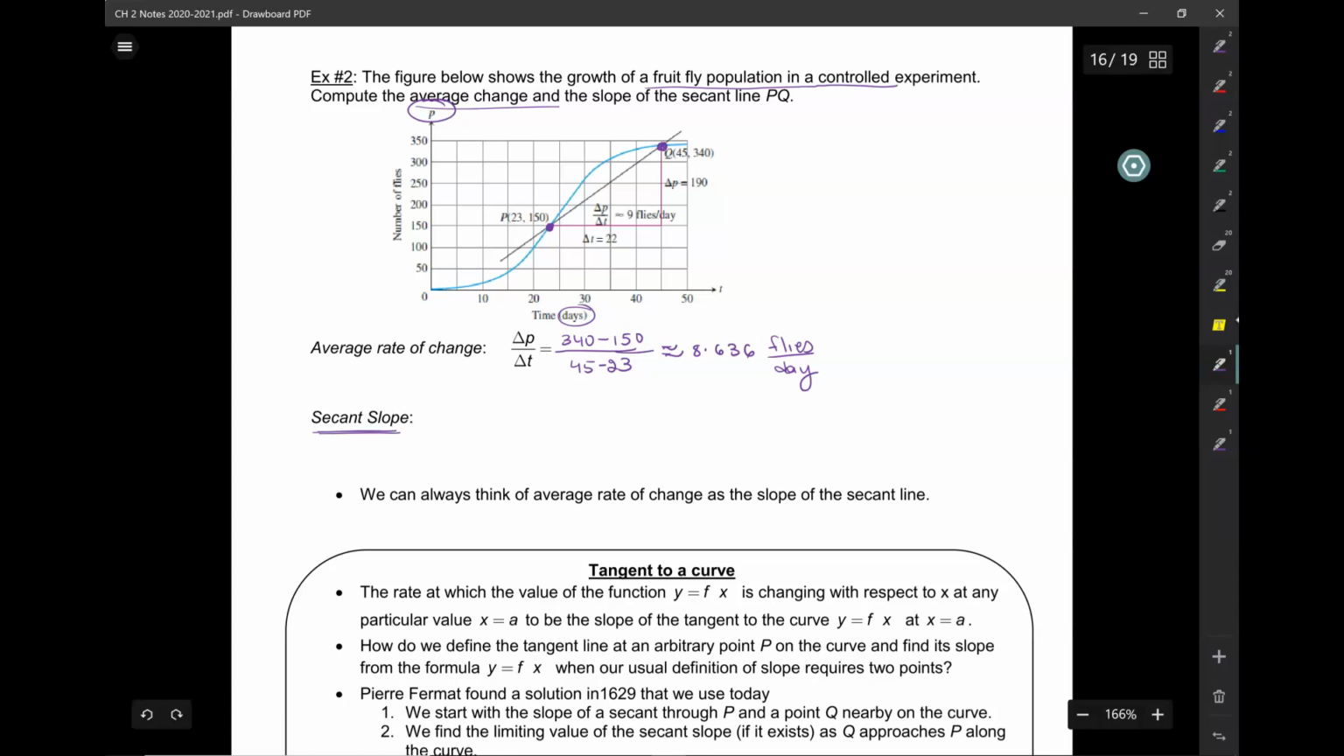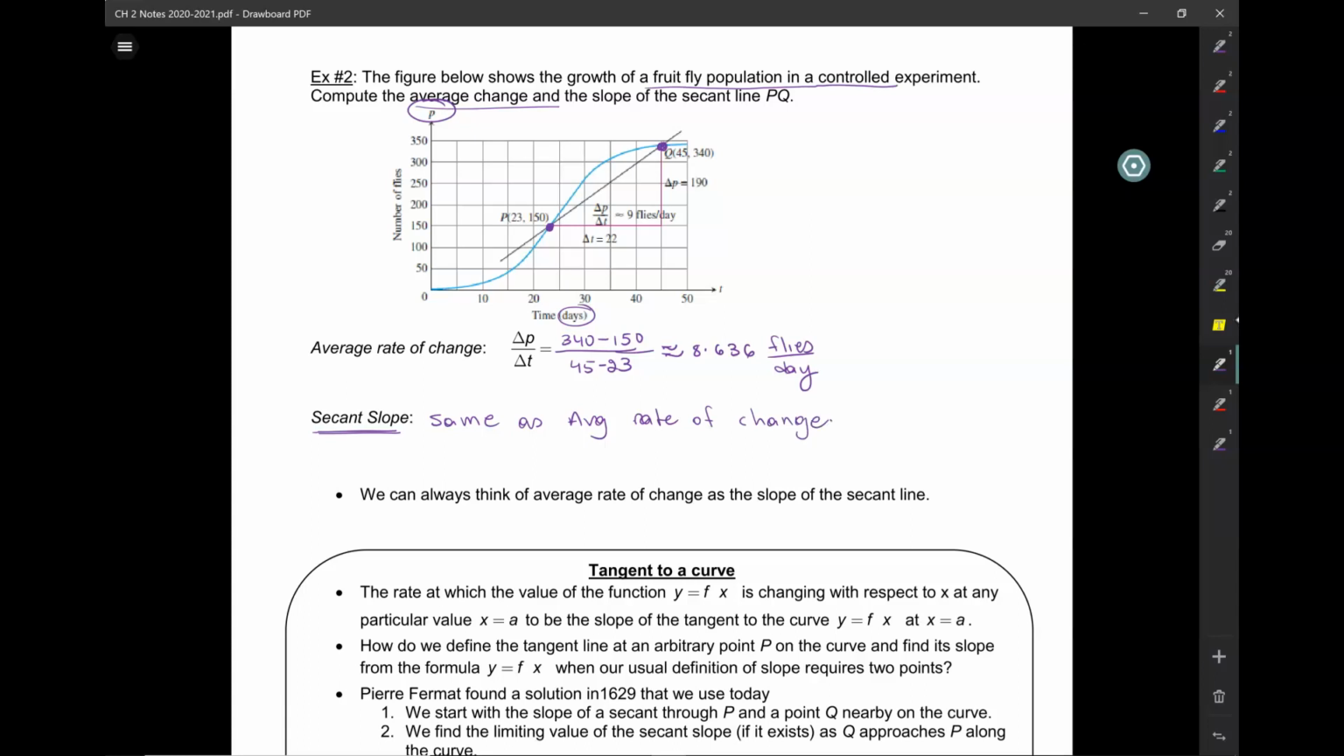which brings us to the next point, which says the slope of the secant line. And what we need to do here is recognize that the slope of the secant line is exactly the same as the average rate of change.